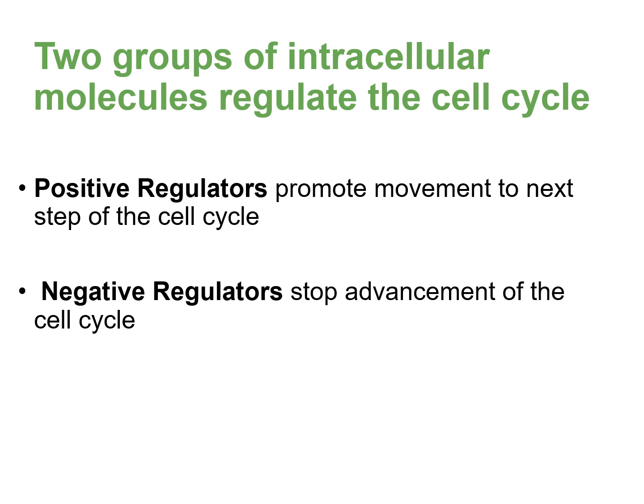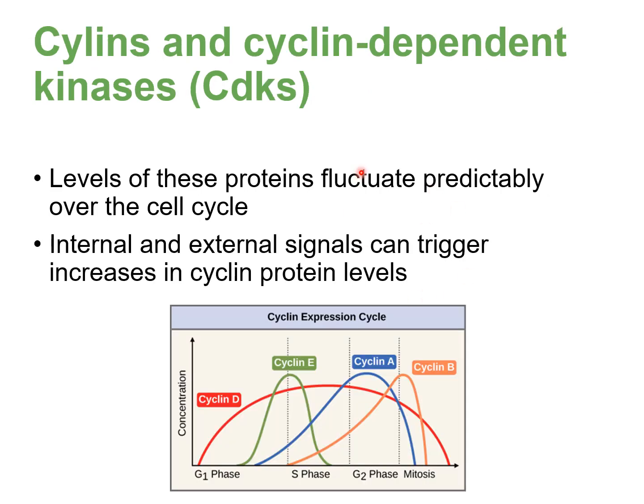Two groups of intracellular molecules are regulating the cell cycle. We have positive regulators that are promoting the movement to the next step of the cell cycle. And then we have negative regulators, which are stopping the advancement of the cell cycle. We also have cyclins and cyclin-dependent kinases, CDKs. The level of these proteins fluctuates predictably over the cell cycle, so this is kind of going into more of the external and internal signals that can trigger increases in these cyclin protein levels that essentially help tell you which phase to go into at what times.